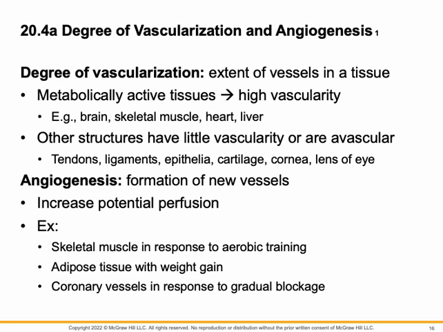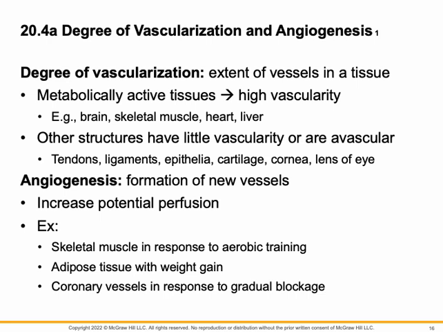Others have little to no vascularity, meaning they don't have a blood supply, right? So some of our connective tissue, tendons, ligaments, right? Our epithelial tissues, right? So your skin, right? If you've ever had a very superficial paper cut, it probably didn't bleed because there's no blood vessels there, right? Cartilage, cornea, lens of the eye, all of these are avascular, right? Meaning there is no blood supply or very limited blood supply to those tissues, right?